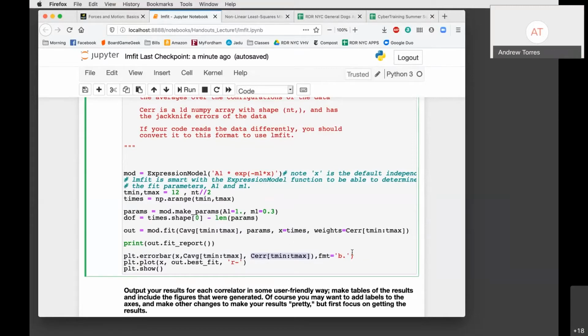Travis is asking: is anyone else getting NaNs using NT over 2 as T max? One quick question: are you capitalizing the N in NT? At least the way I have it, it's lowercase.